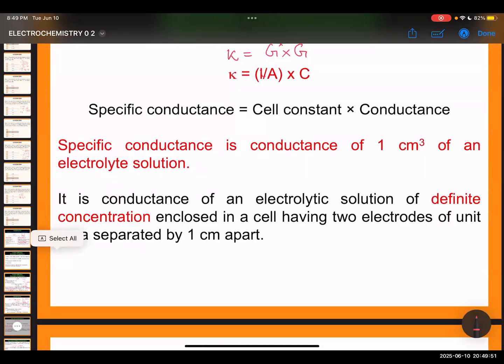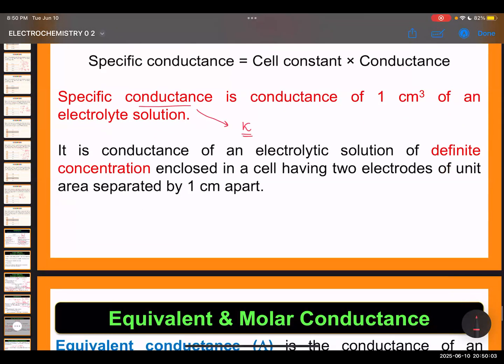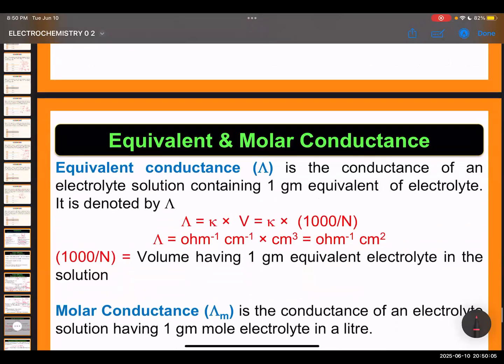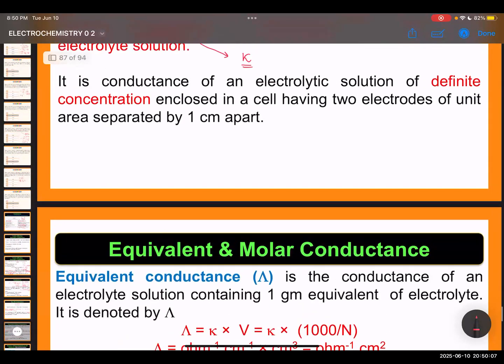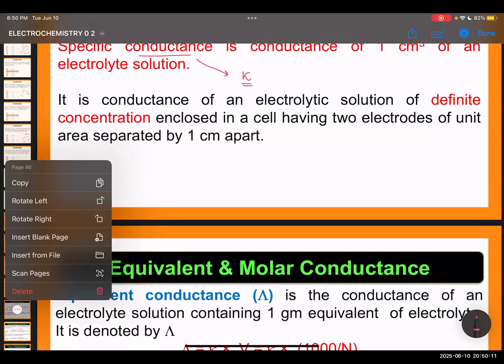So specific conductance is kappa, or conductivity. It is per unit length. Is it clear? So I hope the formulas are clear.